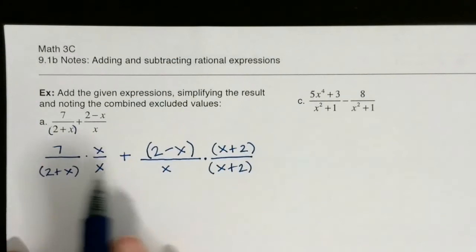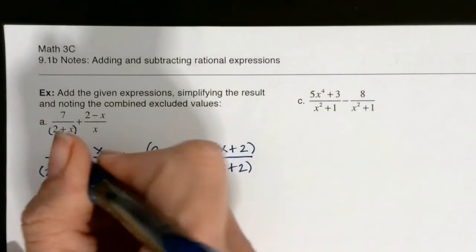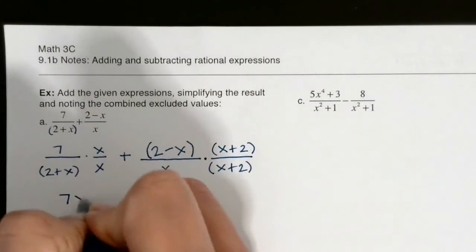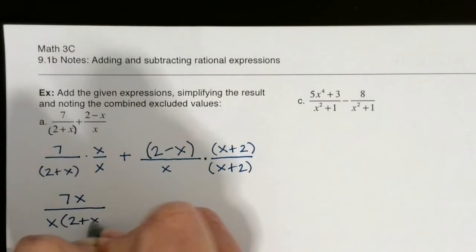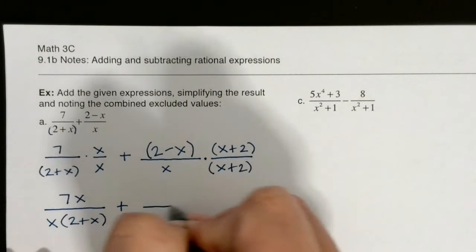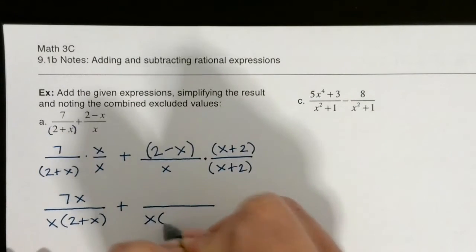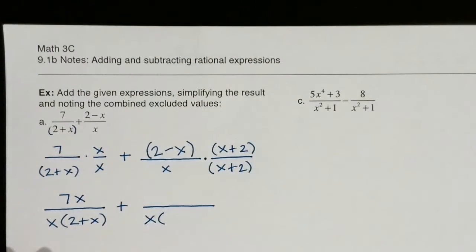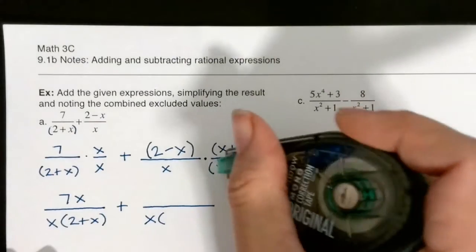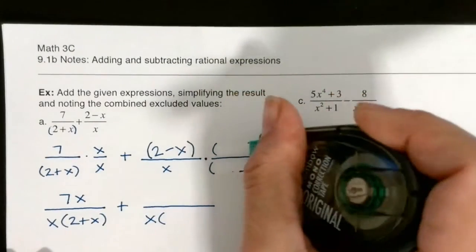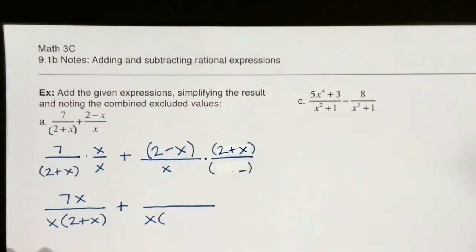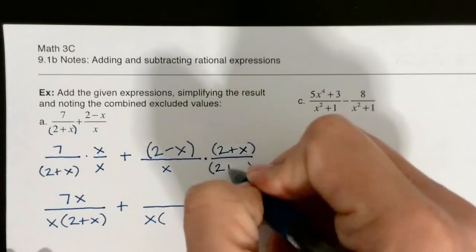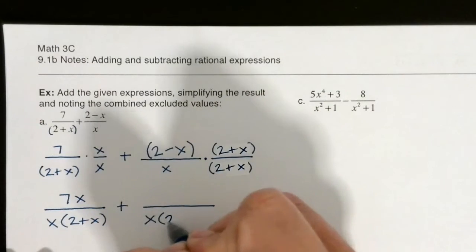So does everyone notice that these have, let's see, what's 7 times x? That's 7x over x times 2 plus x, plus the denominator is x times 2 plus x. I don't know why I wrote it as x plus 2. It's the same thing, but I'm going to come back up here real quick and just write it as 2 plus x, just for consistency's sake, so I'm not confusing you. There. Okay.